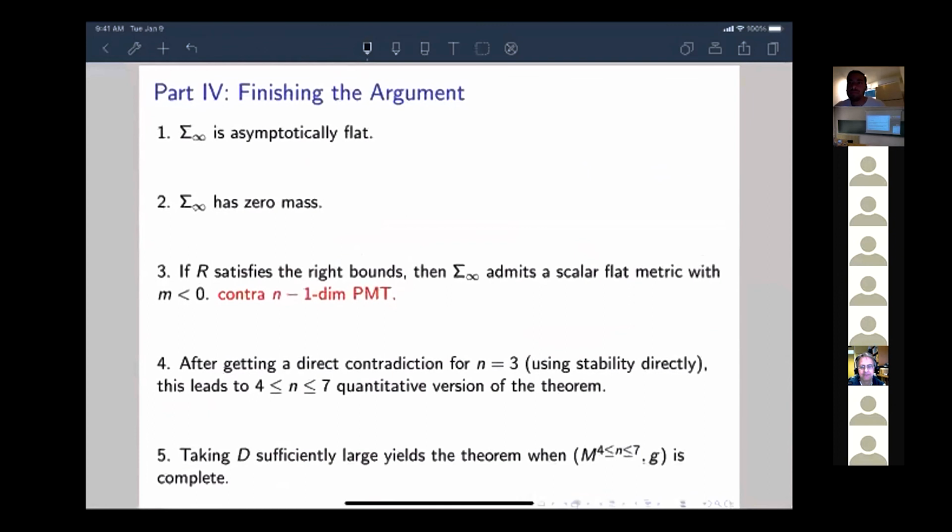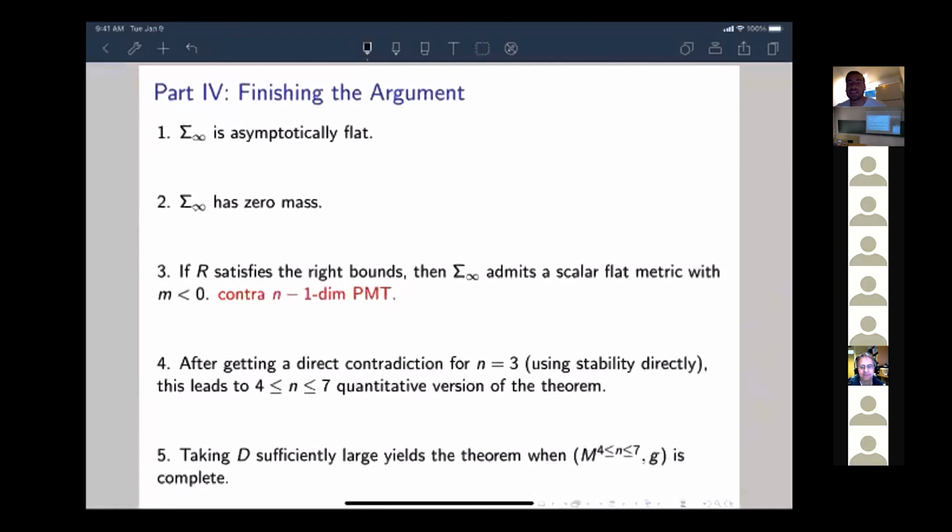So just the basic structure of the argument is that sigma infinity, the limit of the mu bubbles, is asymptotically flat. Moreover, it has zero mass. That takes some time to show because you don't have these very nice asymptotics anymore. You don't have harmonic flatness. But there's a way around that. And then you show this sigma infinity admits a scalar flat metric with negative mass, and that comes from the stability inequality, which is what I just showed you before. And then you get this quantitative version of the theorem.